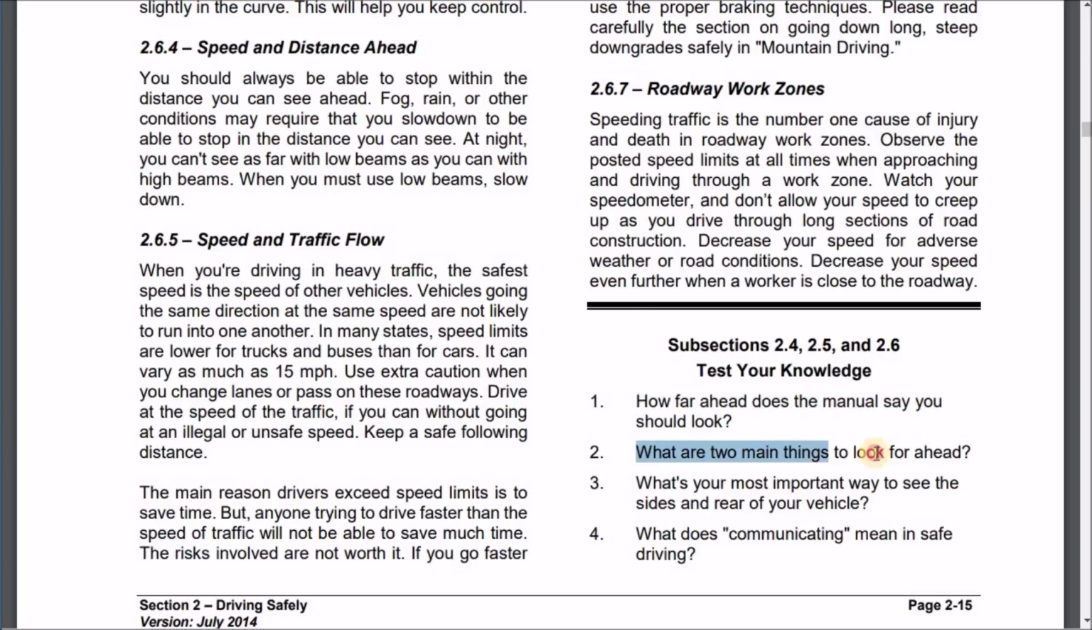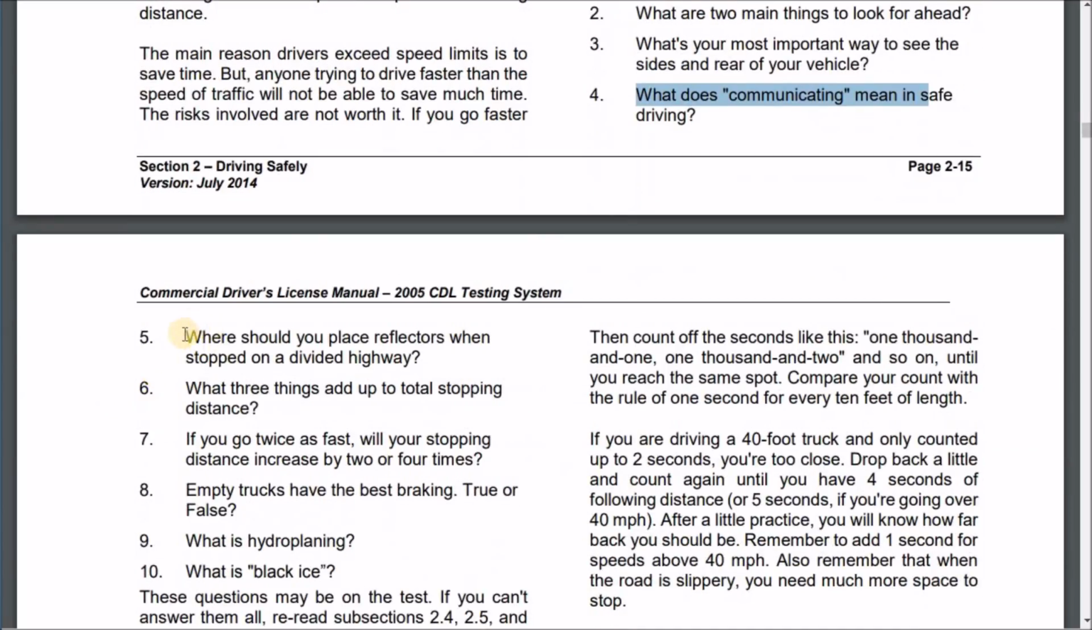What are 2 main things to look for ahead? 3. What's your most important way to see the sides and rear of your vehicle? Number 4. What does communicating mean in safe driving? Number 5. Where should you place reflectors when stopped on a divided highway? Number 6. What 3 things add up to total stopping distance?